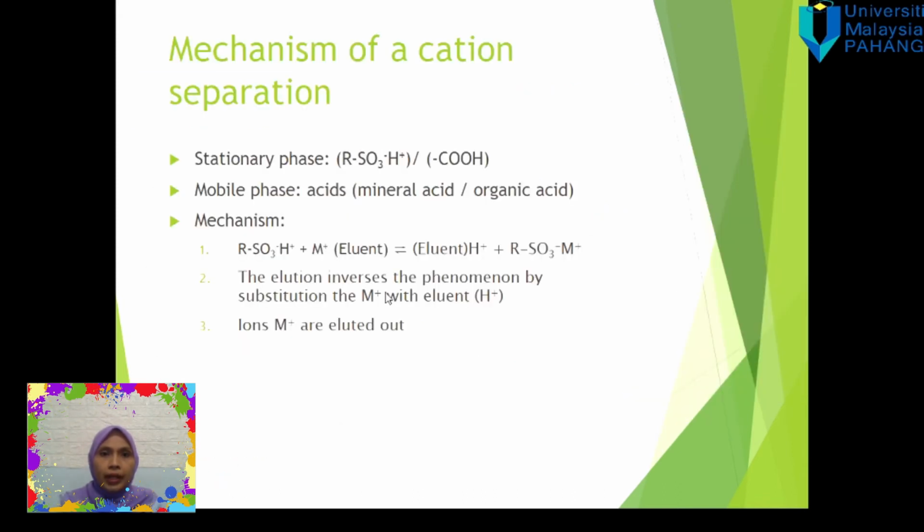Now move to the mechanism of cation separation. The same goes for the cation, where the stationary phase must have a surface with negative charge, and the one that keeps on changing is the positive charge. That's why the mobile phase should have acids, which are positive, and this acid will keep on exchanging with the positive charge ion. And when the positive charge ion cannot be retained anymore on the surface of the stationary phase, it will be eluted out. So that gives a different peak.